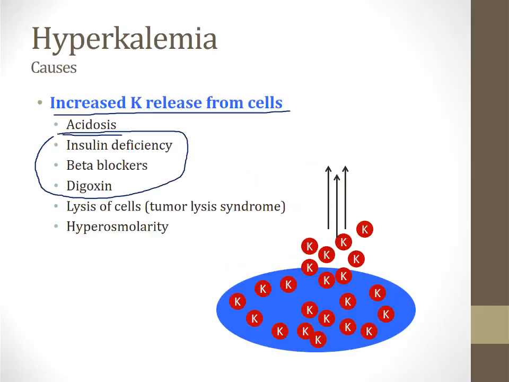so for the same reason, hyperkalemia can occur in patients taking digoxin. Any process that causes cells to lyse, such as tumor lysis syndrome that occurs when high dosages of chemotherapy are administered, can lead to hyperkalemia. And then finally, if the serum osmolarity is very high, this will draw water out of cells, and that water will carry potassium with it, and that can potentially cause hyperkalemia.